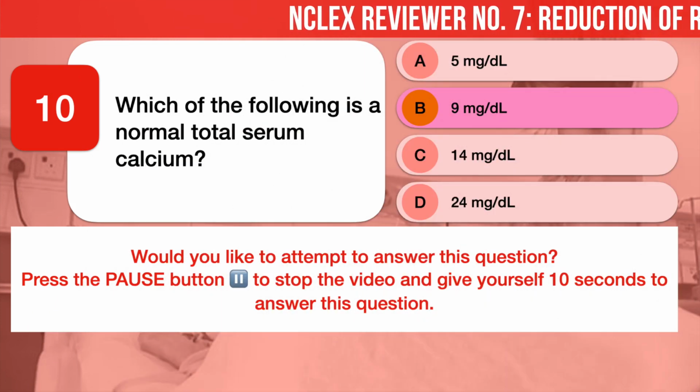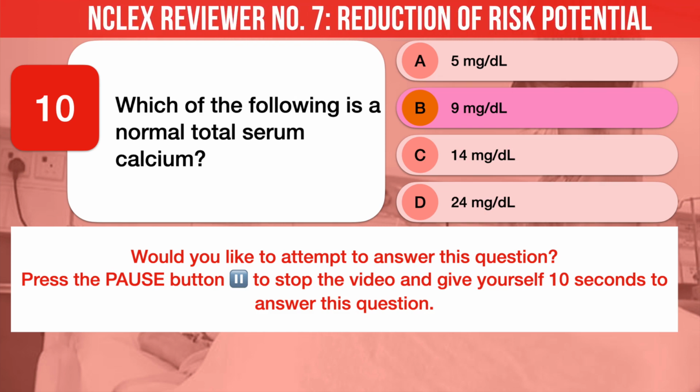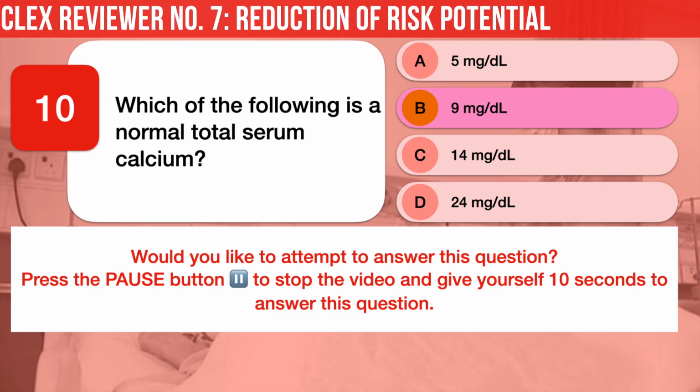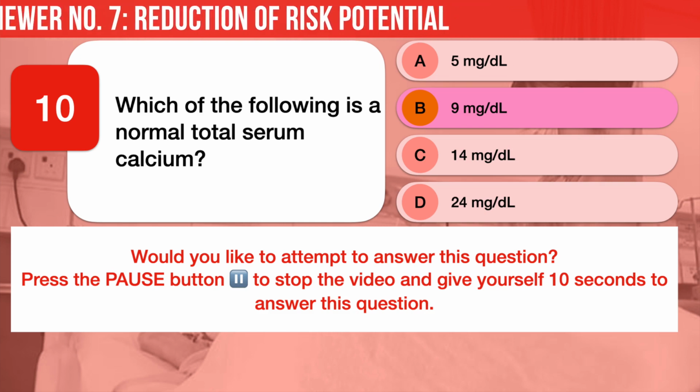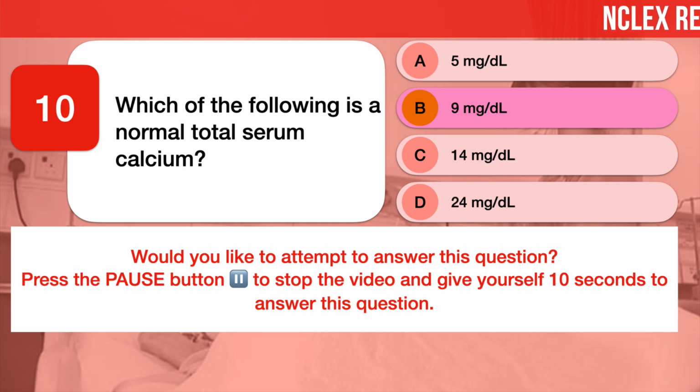Question number 10. Which of the following is a normal total serum calcium? A. 5 mg per deciliter. B. 9 mg per deciliter. C. 14 mg per deciliter. D. 24 mg per deciliter.